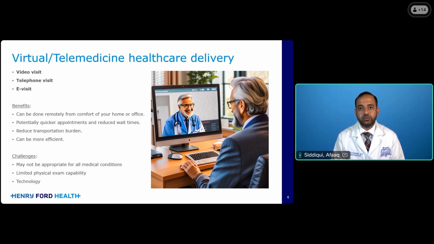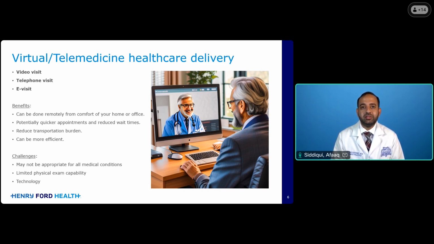There are obvious benefits to this also. It can be done remotely from the comfort of your home or office, potentially quicker appointments and reduced wait times, reduces transportation burden and is more efficient with your time, and probably also providing value for money.